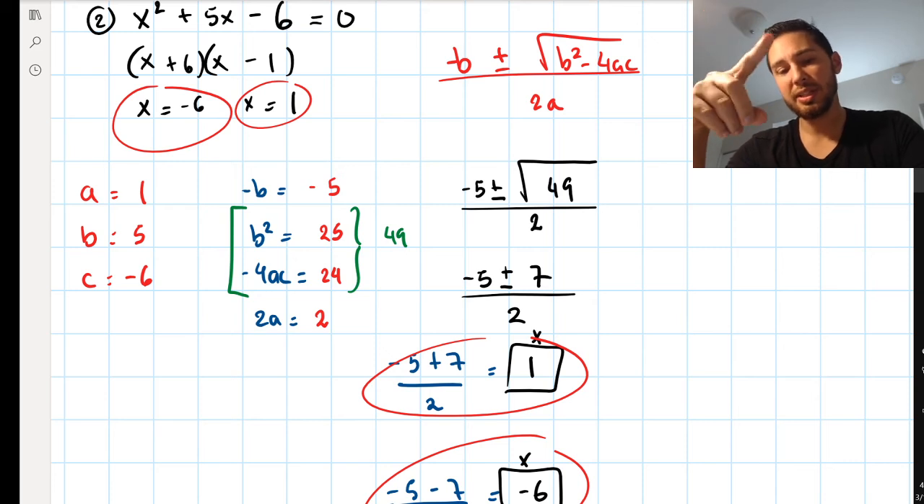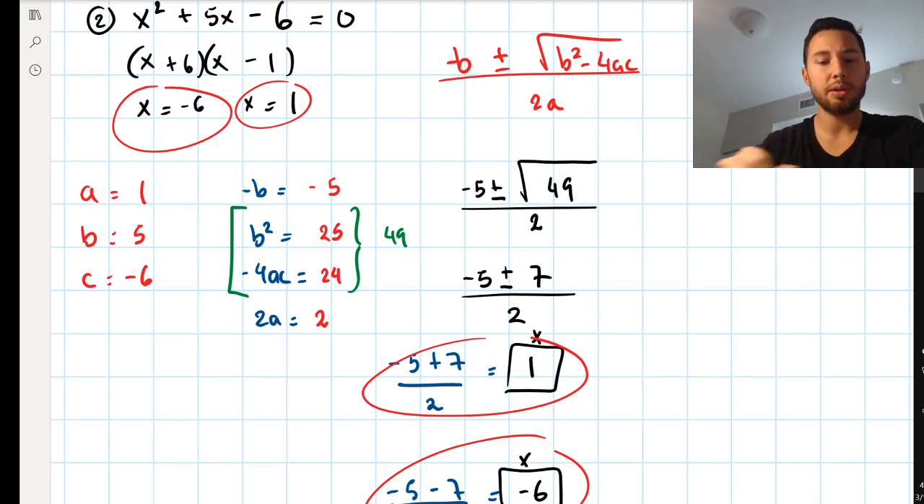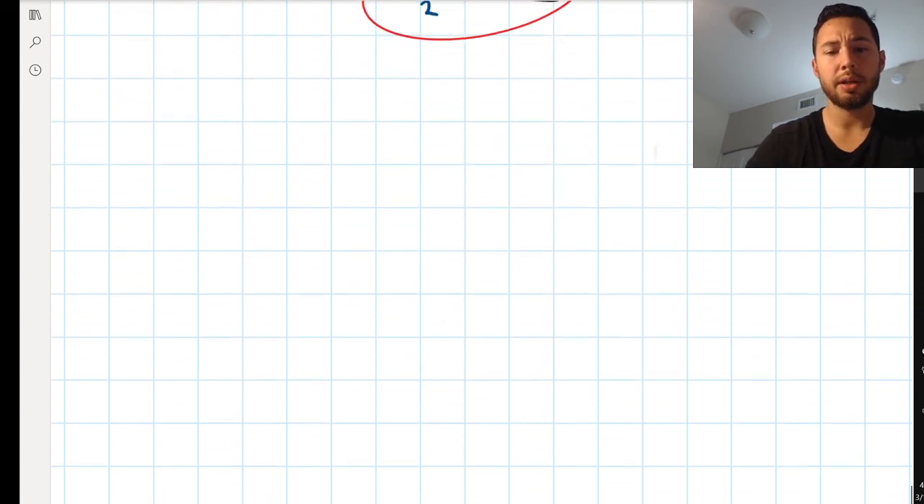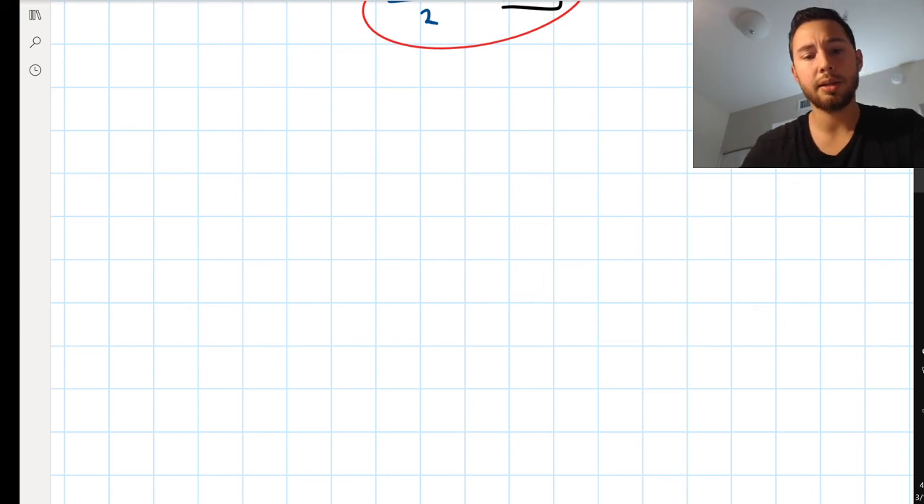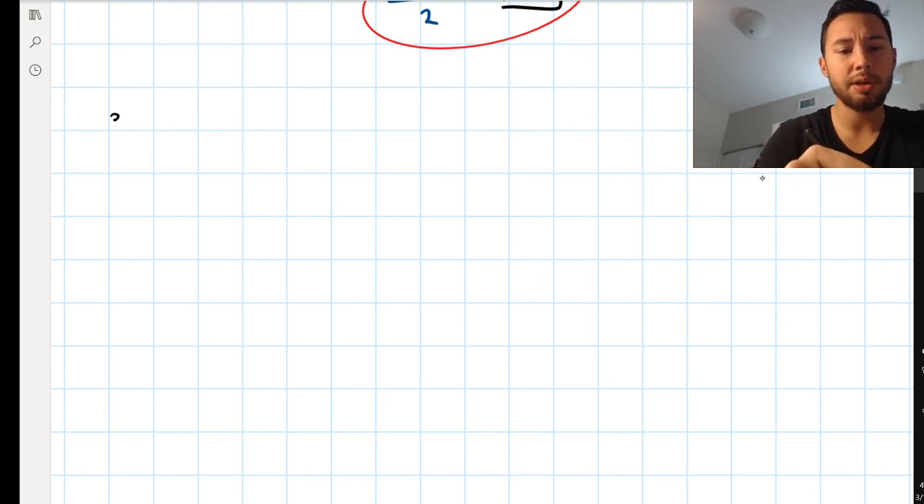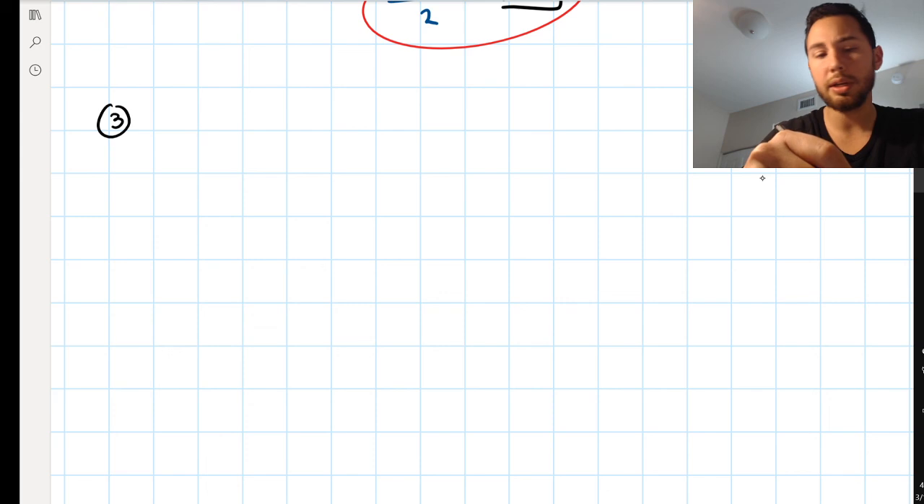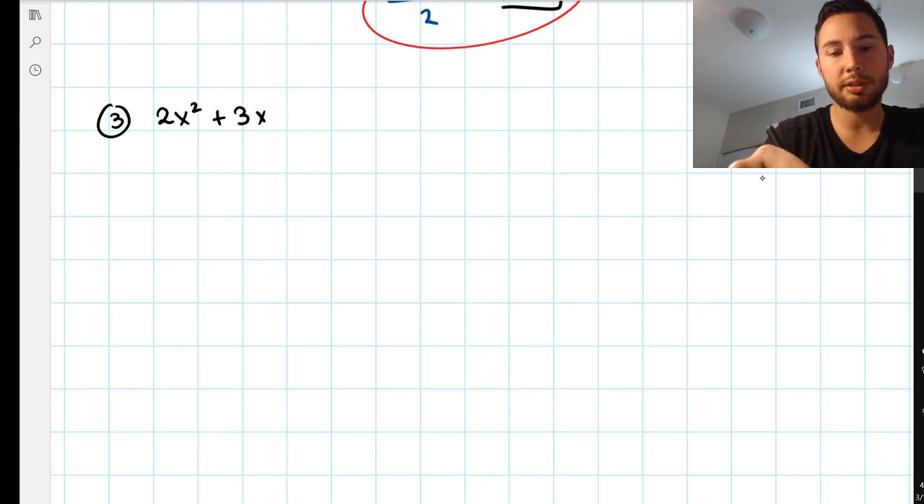Let's do one that doesn't have an answer so you can see what happens when you have a discriminant that is negative. So this will be the last one, and then again I'll be online at 9 a.m. and you can ask me any questions then. So number 3, let's say I have something like 2x squared plus 3x plus 5 equals 0.